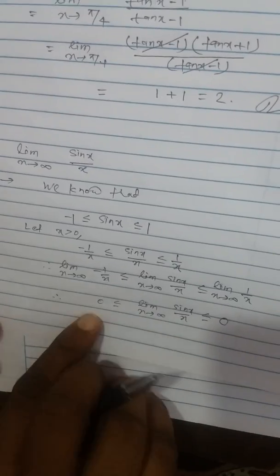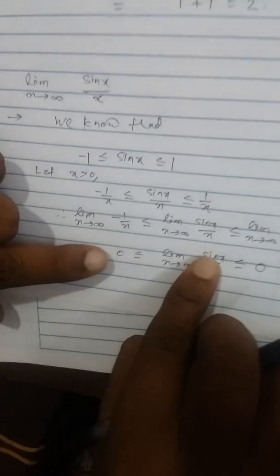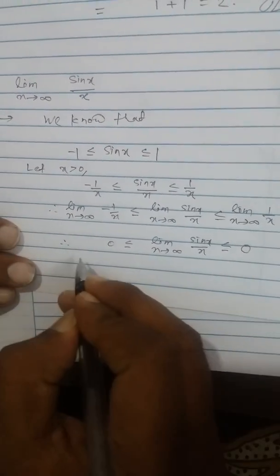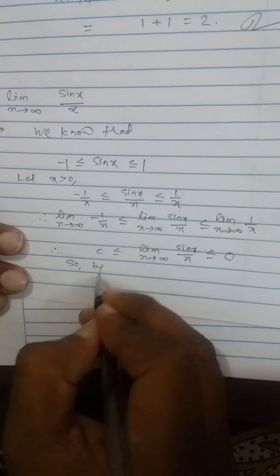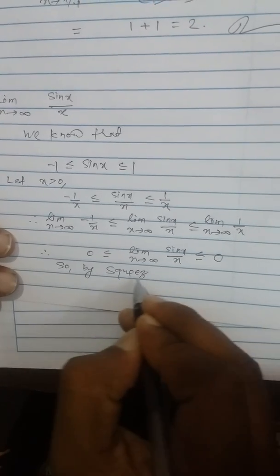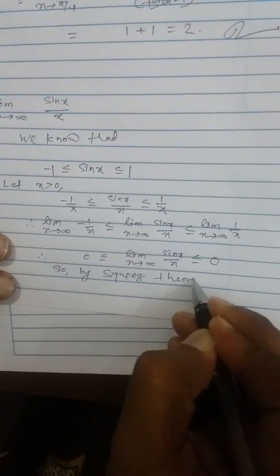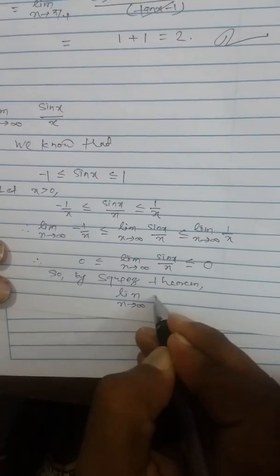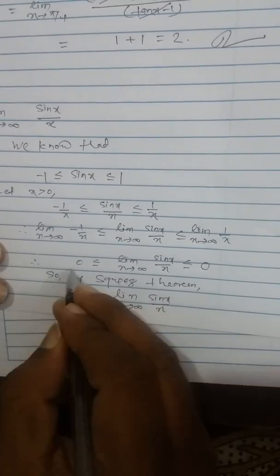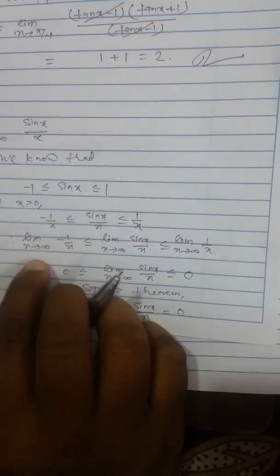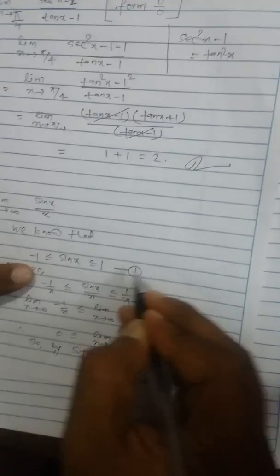So by the squeeze theorem, this number lies between 0, the lower limit is 0 and even the upper limit is 0. So by the squeeze theorem, the value of the limit as x approaches infinity of sin x / x equals how much? Either you can write the upper limit or the lower limit, 0. This is if x is positive, and suppose this one is number 1.